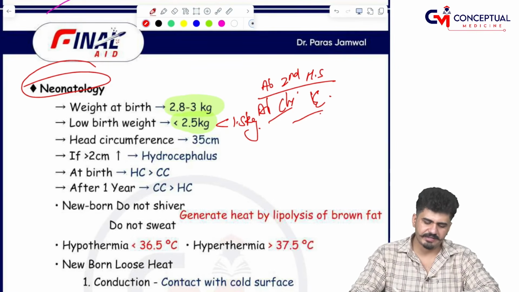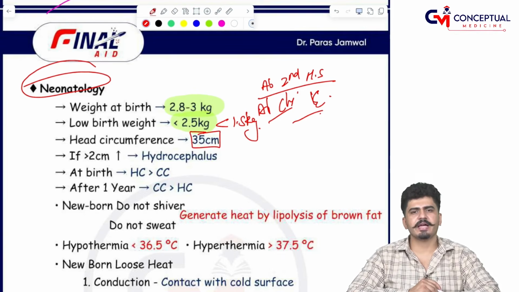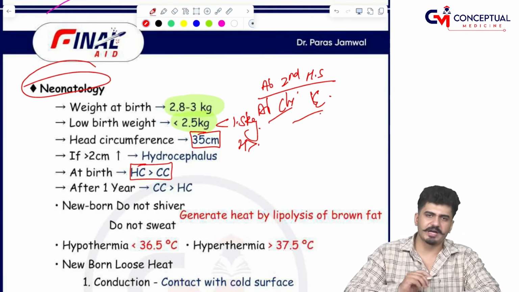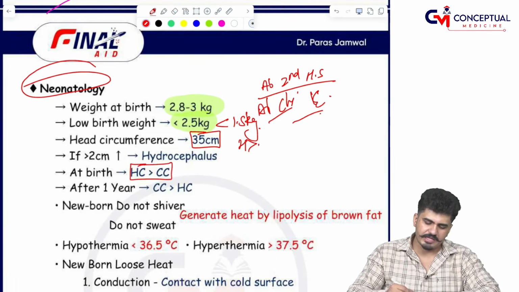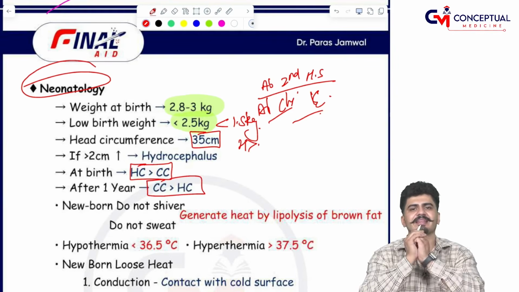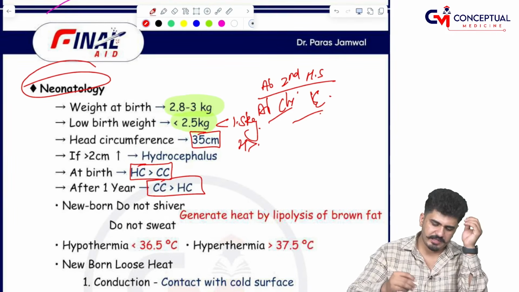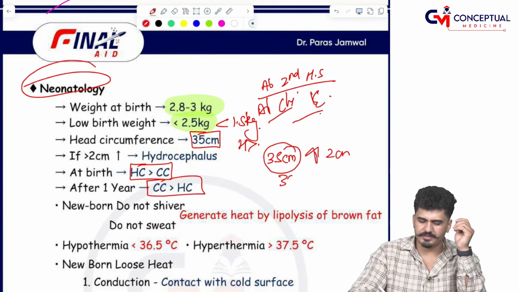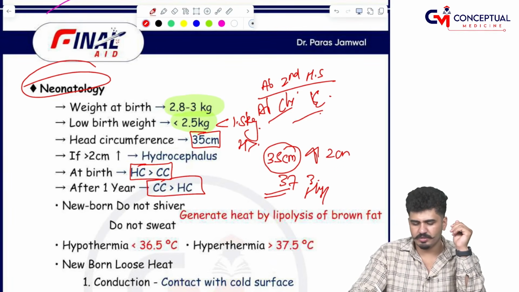Then, sir, head circumference is 35 centimeters. At the time of birth, your head circumference is greater than chest circumference. But after 1 year, what happens? Your chest circumference is greater than the head circumference. And if your head circumference, which was 35 centimeters, increases by 2 centimeters and becomes 37, 38, 39, anything, that will be considered as hydrocephalus.